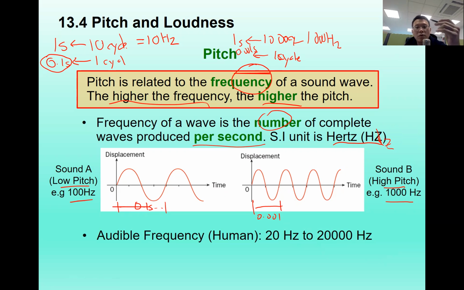So you will find that in terms of frequency, if you look at the number itself, this is high pitch, this is low pitch. In terms of representation on the graph, a high pitch wave is represented by waves that are more compressed together, pushed towards each other. So the shorter the period, the higher the frequency.